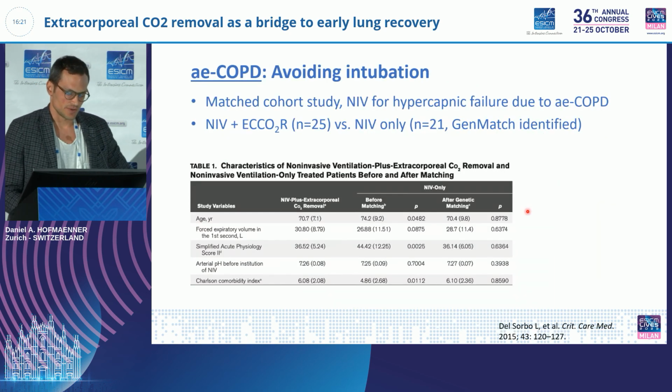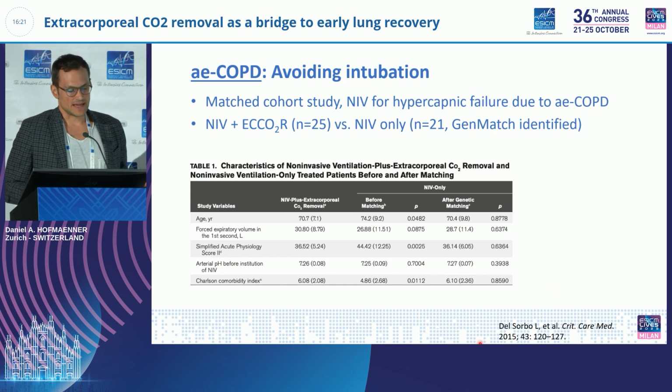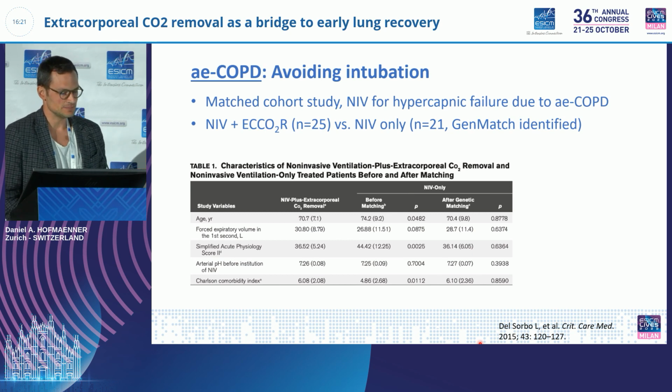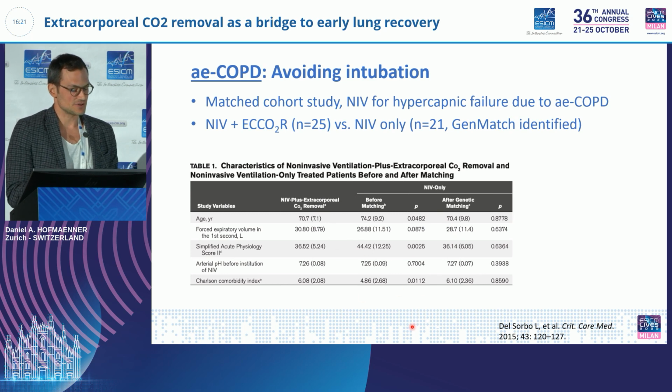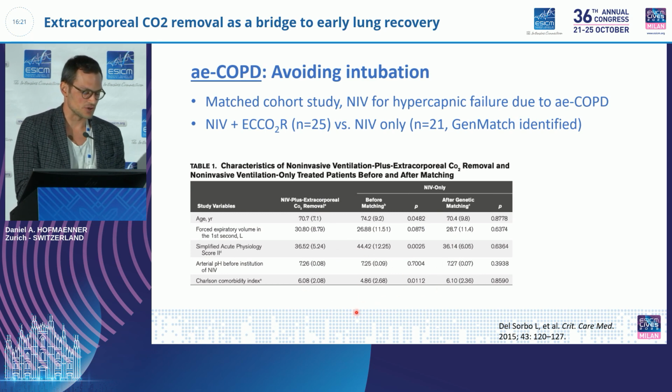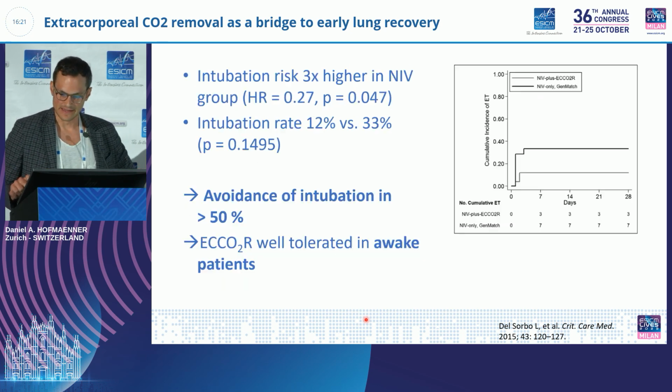And what do the studies show here? One study was published by Del Sorbo in 2015, and they treated patients on NIV for acutely exacerbated COPD. They had around 20 patients in 2 arms, and they took an old cohort to match the patients with a gene match technology. Patients were more than 70 years old and had Charlson comorbidity indices around 4 to 6. One arm was treated with NIV plus ECCO2R, and the other arm was just treated via NIV.